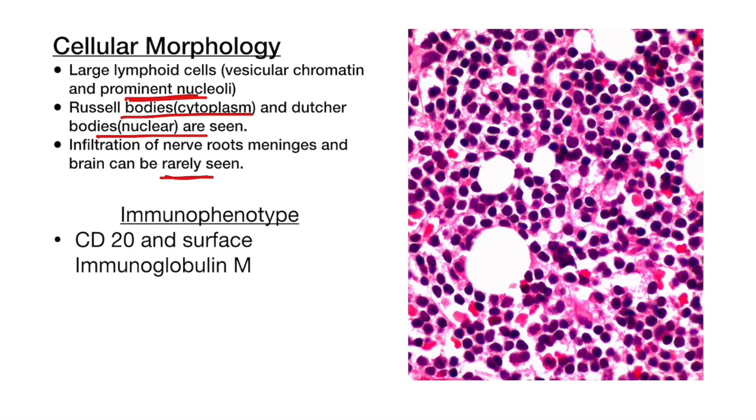Also, if we do the immunophenotyping for these type of cells, then we see that it is positive for CD20 and surface immunoglobulin M, and this helps us to differentiate that, okay, this is a lymphoplasmacytic lymphoma. So these are the diagnostic markers for lymphoplasmacytic lymphoma.